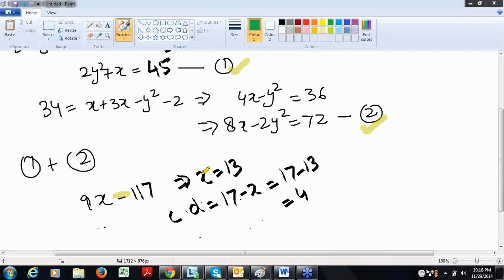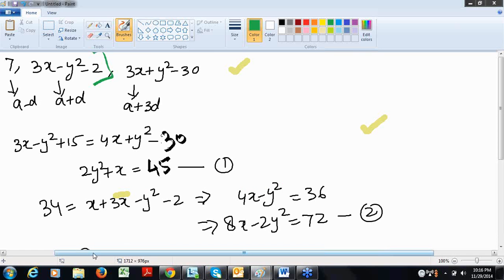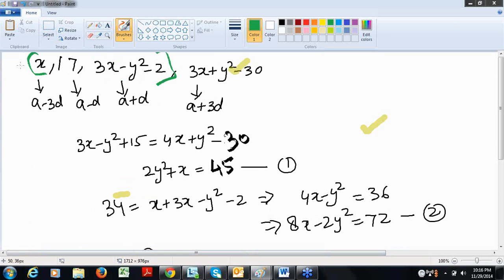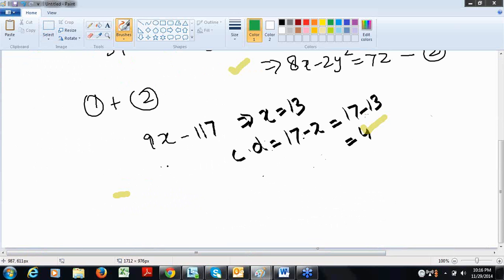Common difference will be 17 minus x, since 17 is the second term and the first term is x. So 17 minus 13, which is 4. Okay. So which is 4.